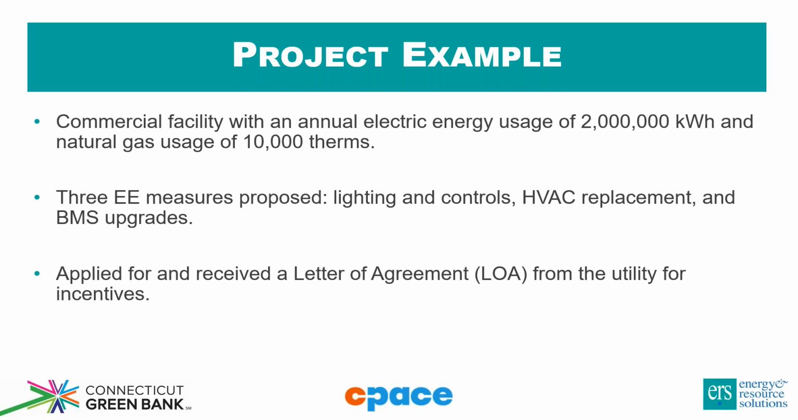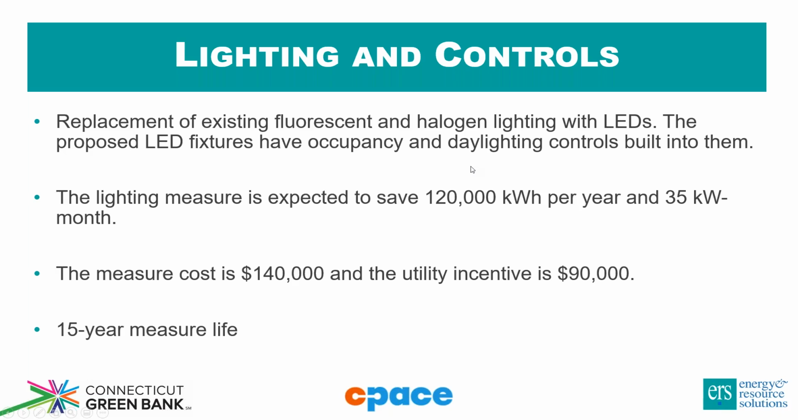One is lighting and controls. The second is HVAC replacement. And the third is a BMS upgrade measure. This facility has applied to and received a letter of agreement from the utility for incentives for the energy efficiency measures. I'm going to give you a quick summary of each of the 3 measures, and then we'll dive into the actual calculator.